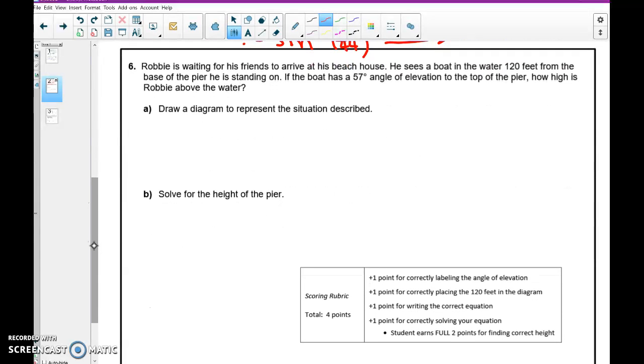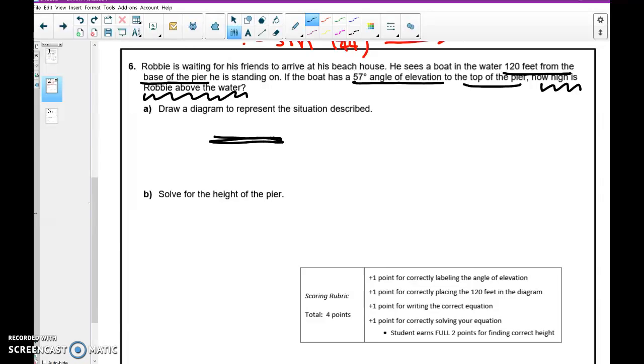Okay, last one I'm going to do in this video is this one down here. We've got a word problem. Robbie is waiting for his friends to arrive at his beach house. He sees a boat in the water 120 feet from the base, or the bottom, of the pier. If the boat has a 57-degree angle of elevation to the top of the pier, how high is Robbie above the water? You had to draw a diagram to get full credit.